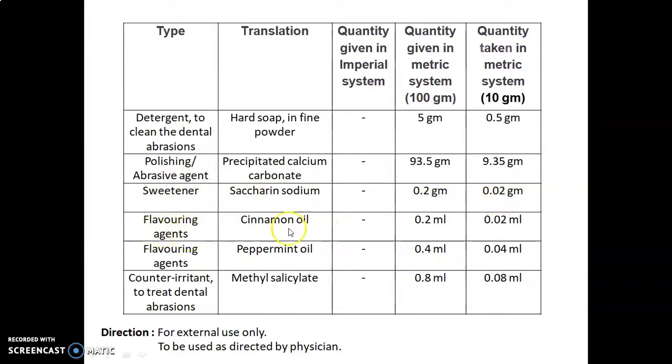Cinnamon oil used as a flavoring agent, quantity given is 0.2 ml, taken should be 0.02 ml. Peppermint oil is also used as a flavoring agent, quantity given is 0.4 ml, taken should be 0.04 ml. Methyl salicylate used as a counter irritant, which is used to treat the dental abrasions, quantity given is 0.8 ml, taken quantity should be 0.08 ml. Direction: for external use only, to be used as directed by physician.